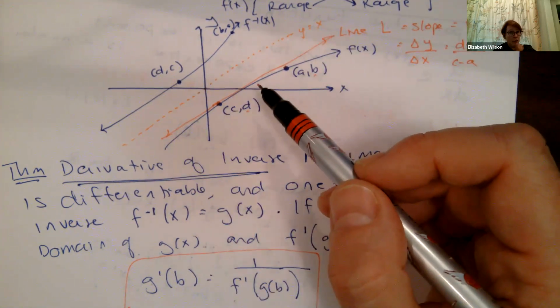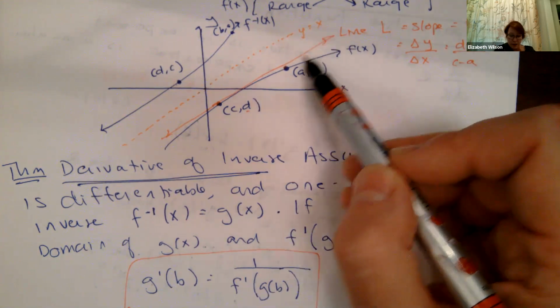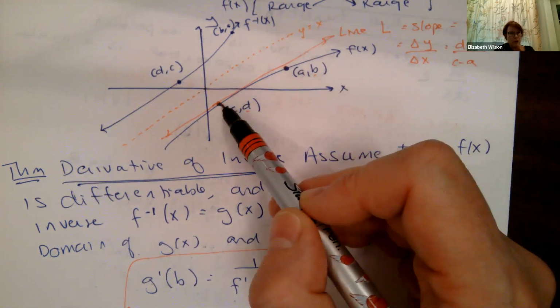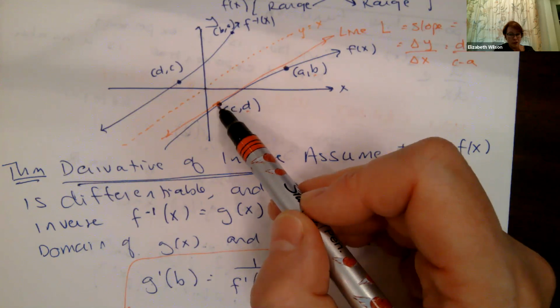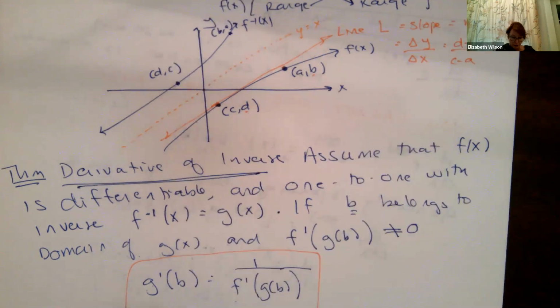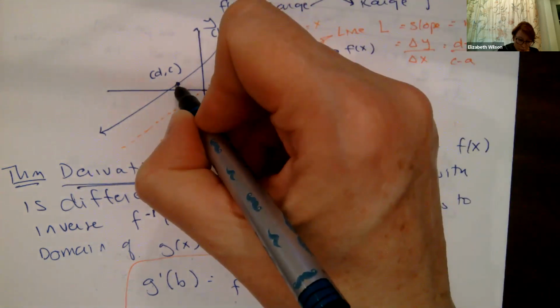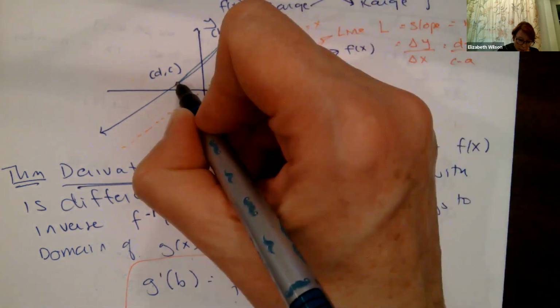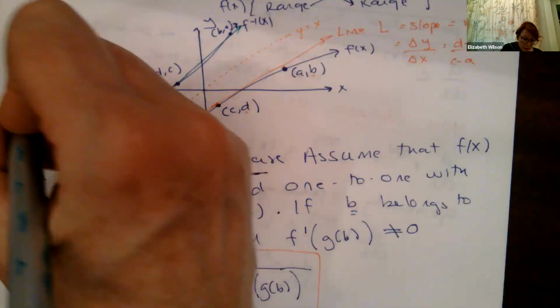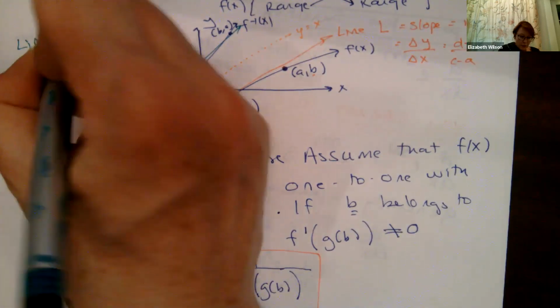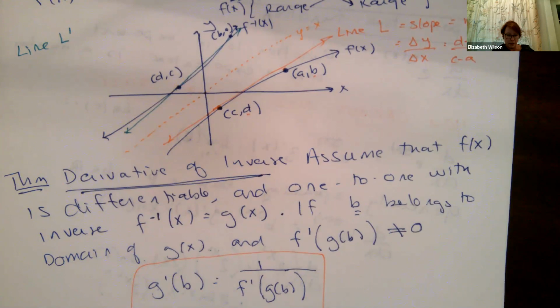Now remember, our definition of derivative says I've got the secant line, I'm taking the limit as I approach this point right here. I'm looking for the tangent line here. Okay, so now I'm going to do the same thing here on my inverse function. Let's say I've got a line here. So I've got a line, we'll call it L prime. I know it looks like a derivative, but it's L prime.